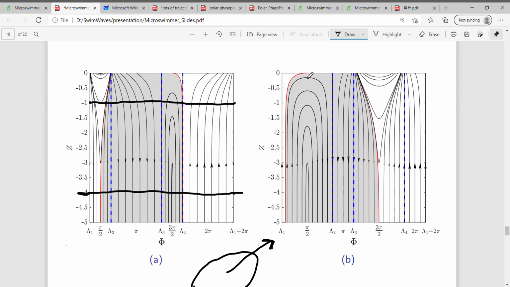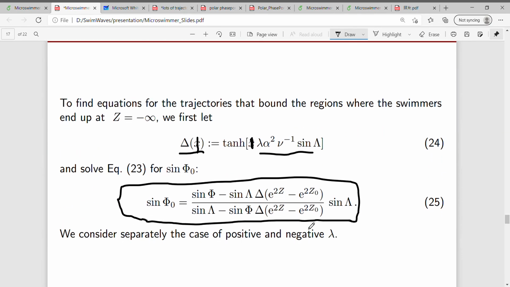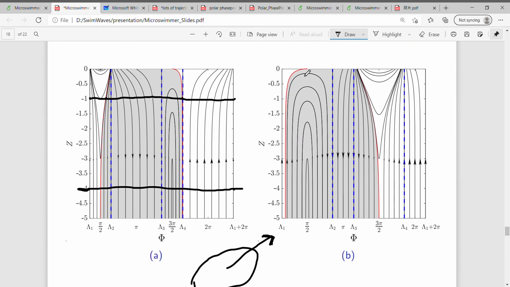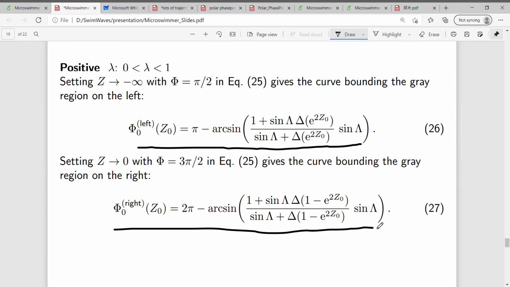And for the negative lambda we do the same thing. Here we set z equals to 0 and phi equals to pi over 2 in equation 25, and find the function for this curve and also for this one. Then we successfully find the prediction curve that people can use to predict whether the microswimmer will swim back to the surface or not.